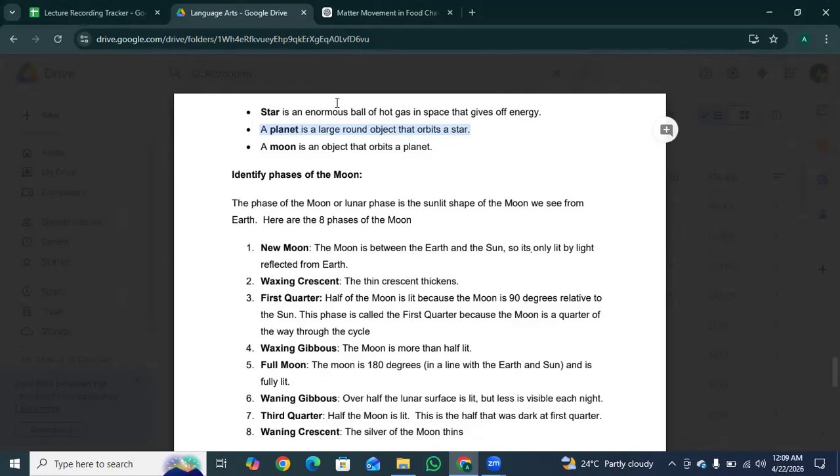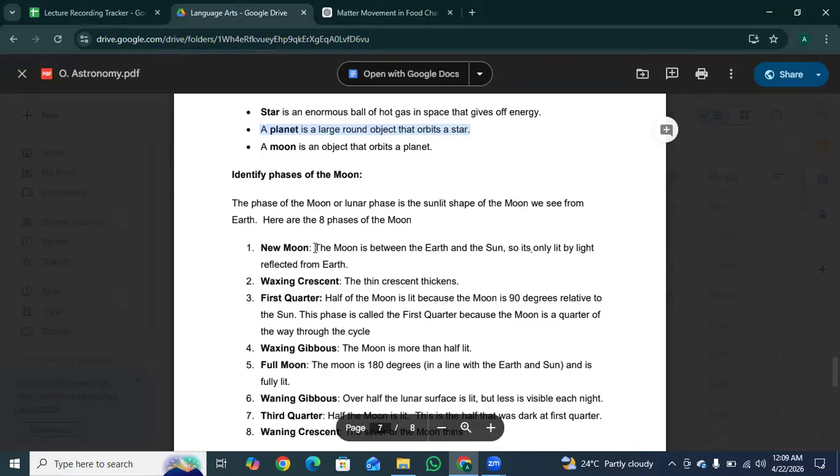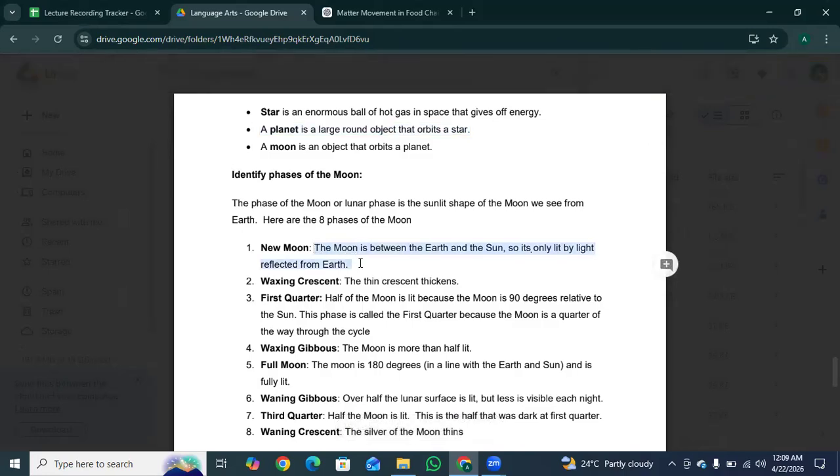The first one is new moon. The moon is between the earth and the sun, so it is only lit by light reflected from the sun. Like, the moon is between earth and the sun, the side facing us is dark, so we can't really see it. So the next one is waxing crescent.